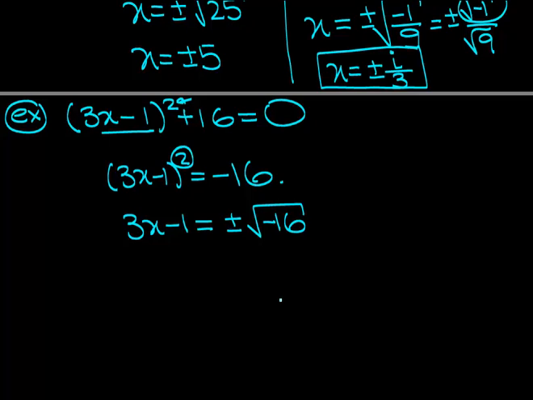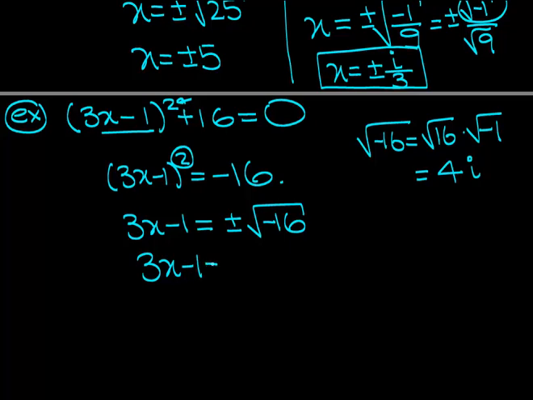We introduce the radical. When we get rid of that square, we basically take square roots on both sides. So let's take care of negative 16 on the side, which is the same thing as what? Square root of 16 times square root of minus 1. Square root of 16 is 4. Square root of minus 1 is i. So I get 3x minus 1 is equal to plus or minus 4i.